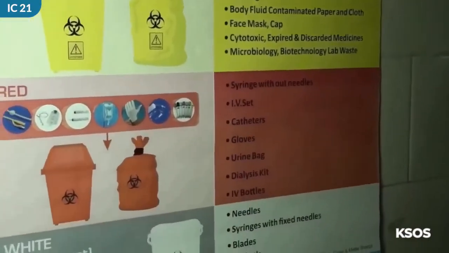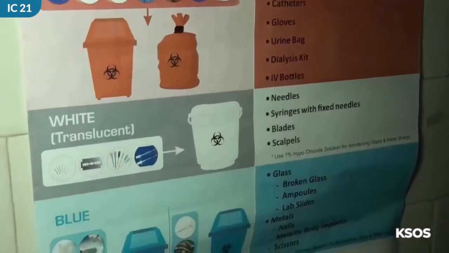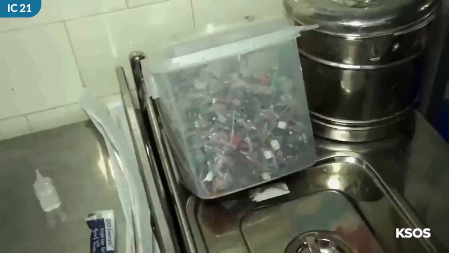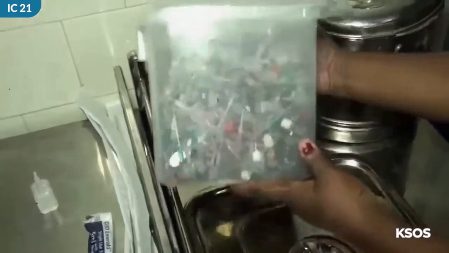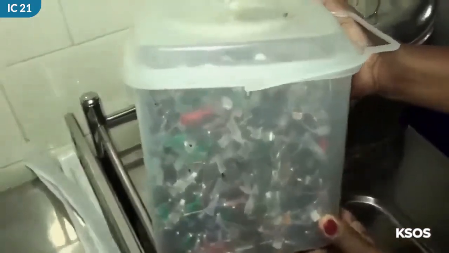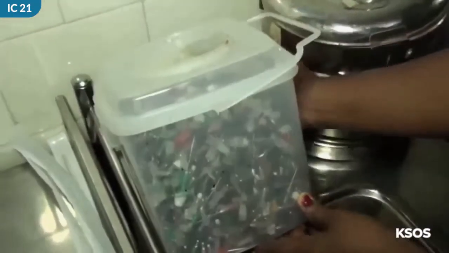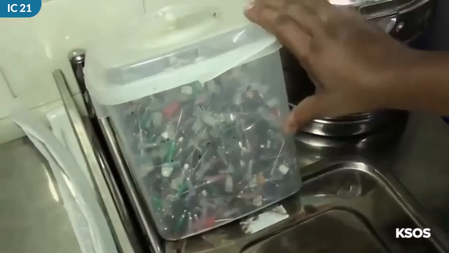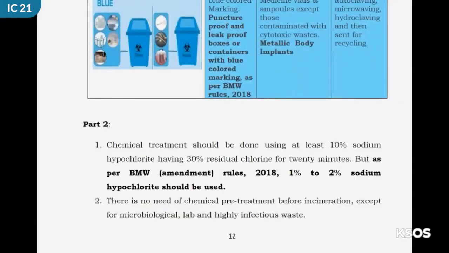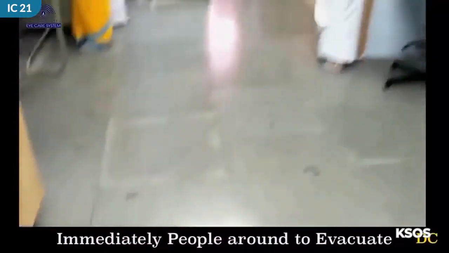This is the image given, a poster demonstrating the various categories of waste and where each has to go. This one is the used needle. Actually, it has to be disinfected with sodium hypochlorite according to the pollution control board. But the image now says it's not necessary. So what the 2018 standard says, the biomedical waste rules, is 1 to 2%.